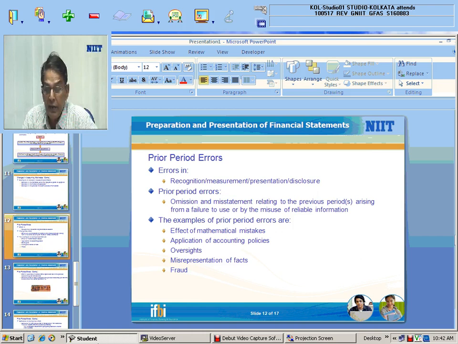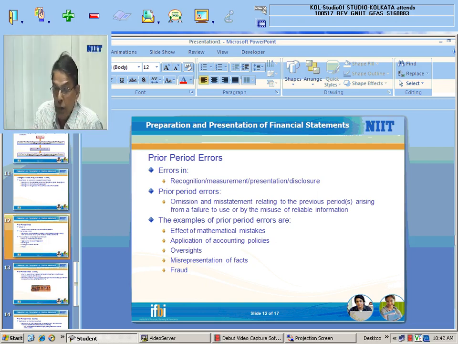Discovery of material errors relating to prior periods shall be corrected by restating comparative figures in the financial statements for the year in which the error is discovered, unless it is impracticable to do so. So if it is practicable to do so, material errors relating to prior periods shall be corrected. If it is not practicable to do so, it may not be corrected. But discovery of material errors relating to prior periods shall be corrected by restating comparative figures in the financial statements for the year in which the error was discovered, unless it is impracticable to do so.